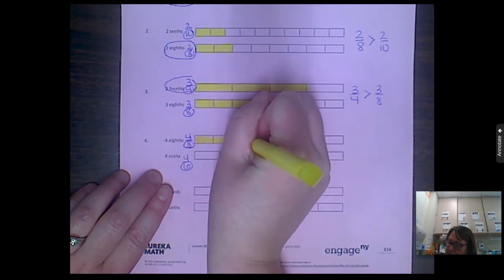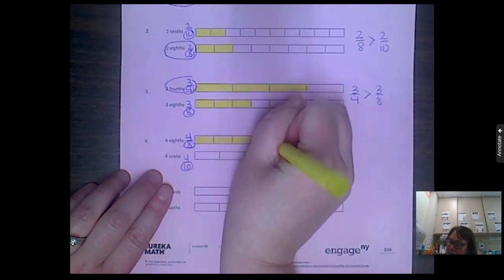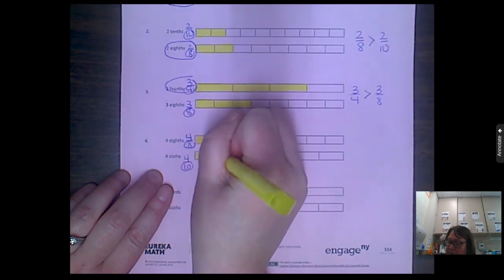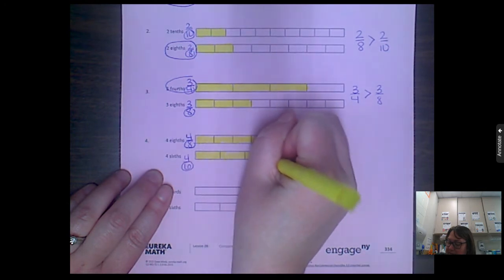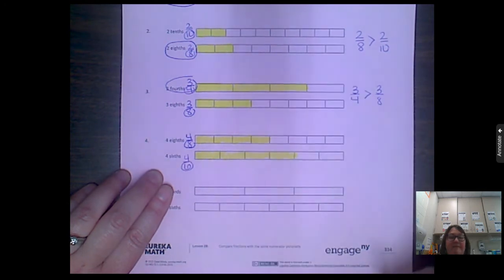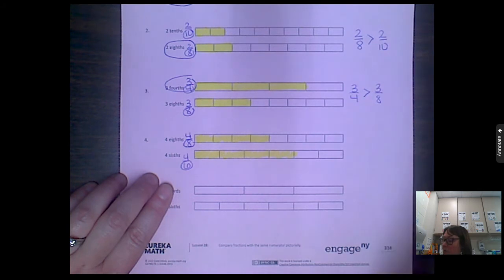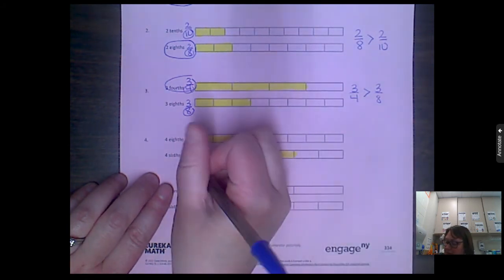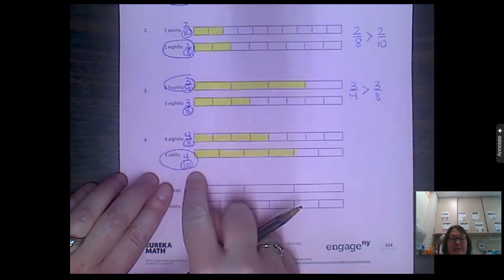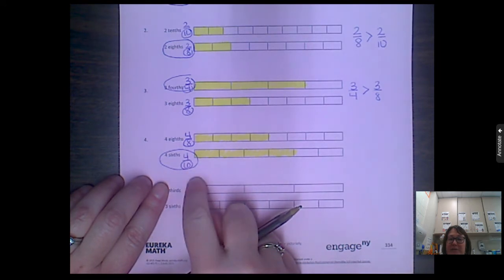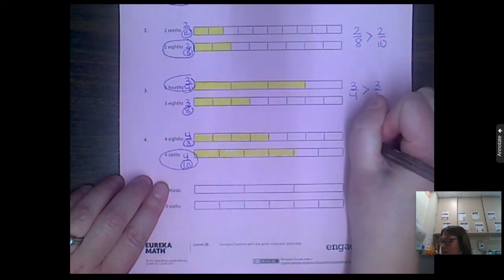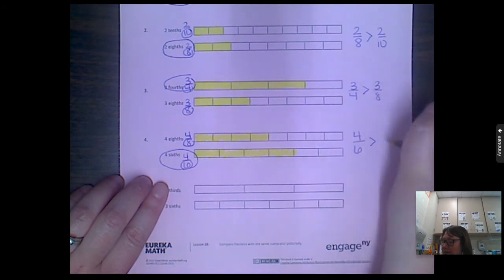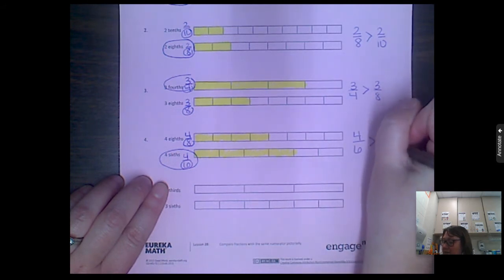Good. And which one did you circle that was greater, 4/8 or 4/6? 4/6, right? 4/6 had more. It was greater than 4/8. Smaller the denominator, the bigger the piece. So we'll write our comparing equation there. So 4/6 is greater than 4/8.